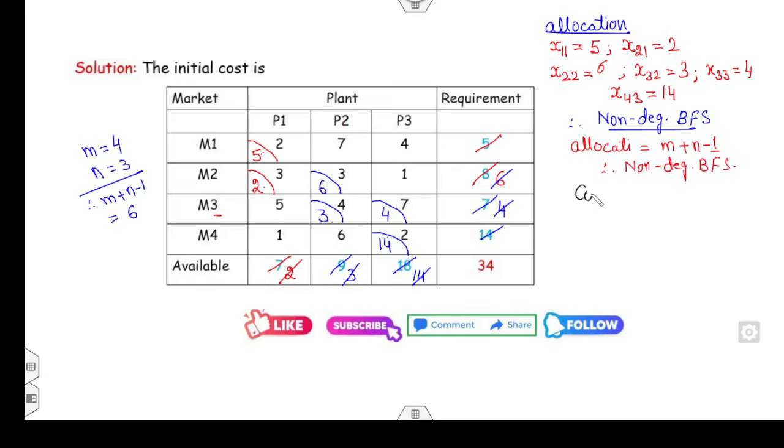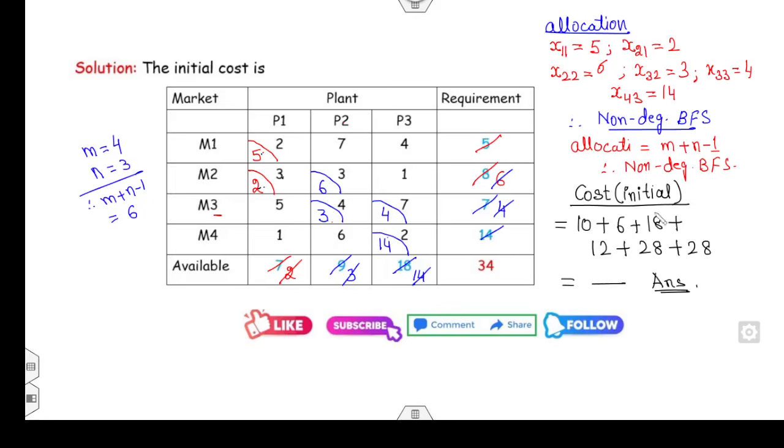Once you have the non-degenerate BFS, can you find the initial cost? Because remember, these are only feasible costs, not the optimal. So that means 2 into 5, 10, 2 into 3, 6, 6 into 3, 18, 4 into 3, 12, 2, 4 into and 24 into 8. After the calculation, you will get the answer is the required initial basic feasible solution. Optimal solution we will do after this in the lecture. That is a UV method. Fine.